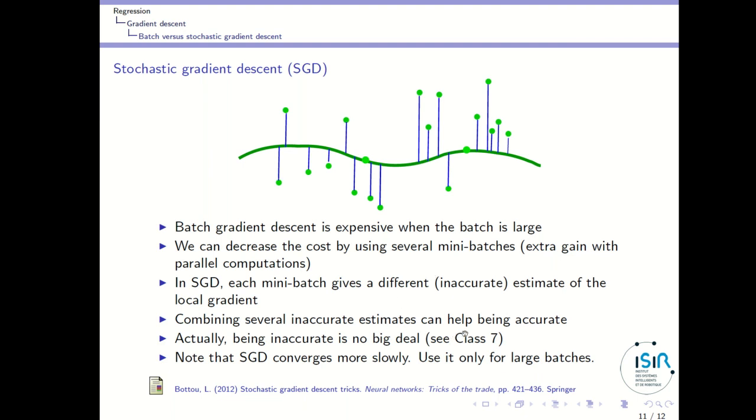And you will see in the next classes that being inaccurate when performing gradient descent is not so important, because what matters is to end up somewhere low, as I said before. And finally, you have to note that stochastic gradient descent converges more slowly. So you should use it only if your batch is too large to perform the computation immediately, because if you can, just using one batch is a better idea. And all those properties of stochastic gradient descent with respect to batch gradient descent are very well explained in Léon Bottou's paper, which is mentioned here, so you should read that.